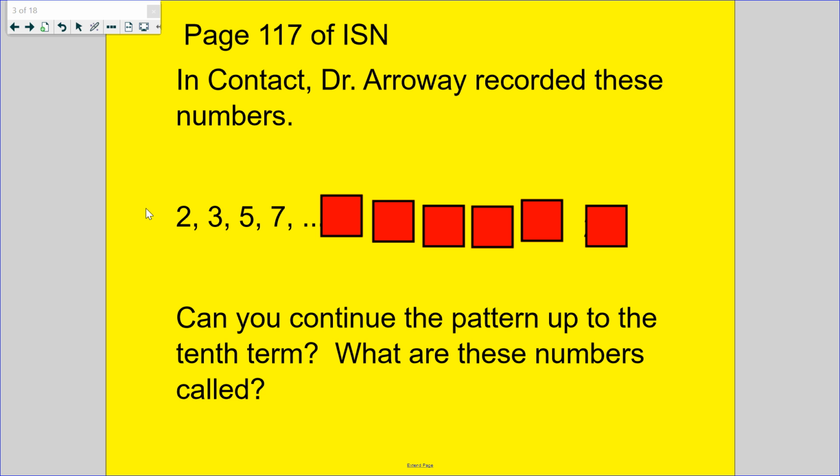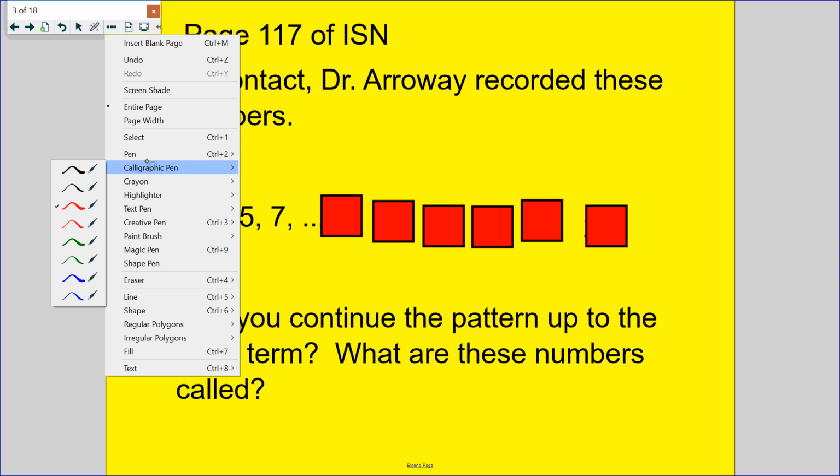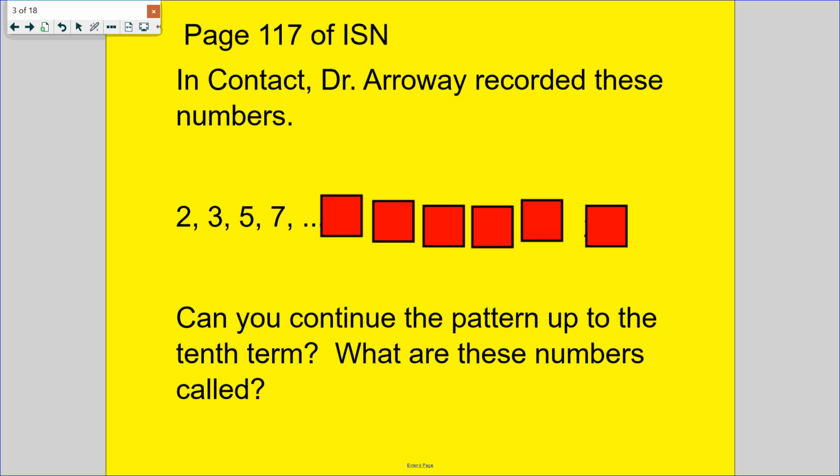I always have kids who say, oh, they're odd numbers, but 2 is not odd. So what can you tell me about these numbers? Anything. Well, 2 is 2 times 1. 3 is 3 times 1. 5 times 1. 7 times 1. Oh, these are prime numbers. So the next number is not 9 times 1, because that's 3 times 3. It's 11. 11 times 1.